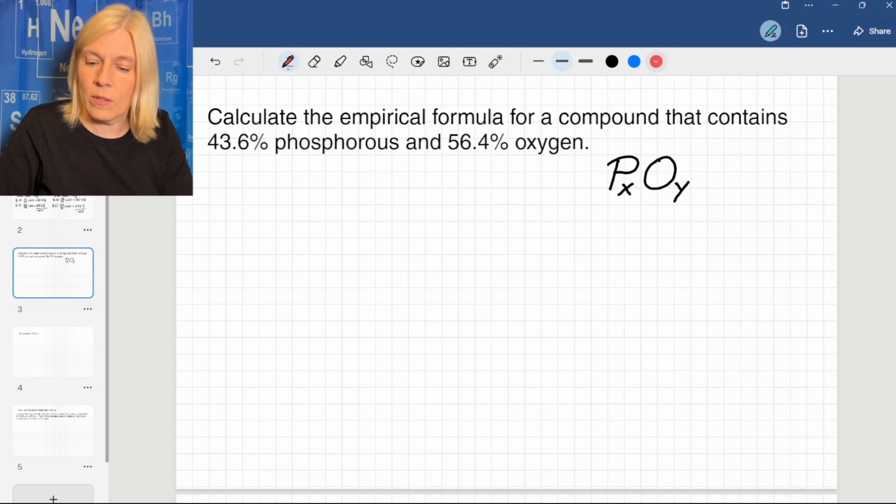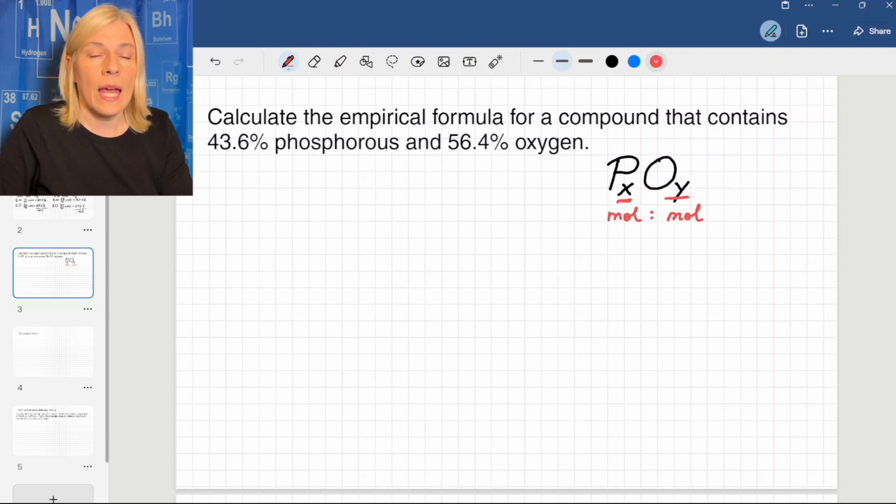Well, what are x and y? Well, they are our mole to mole ratios. If I have 1 mole of this compound, how many moles of phosphorus do I have? How many moles of oxygen do I have? Well, when I did percent composition by mass, I assumed 1 mole. It made my life very, very easy.